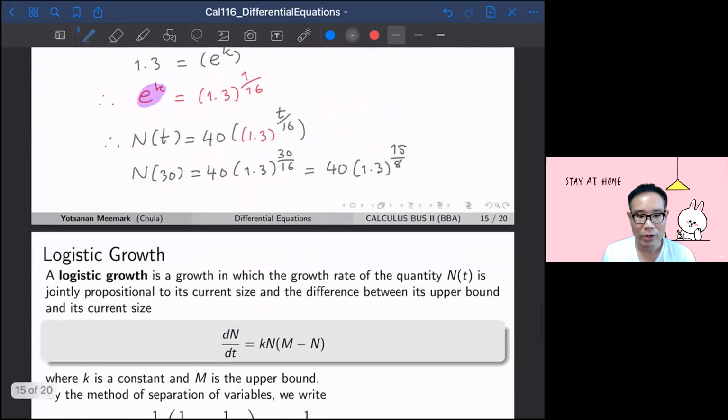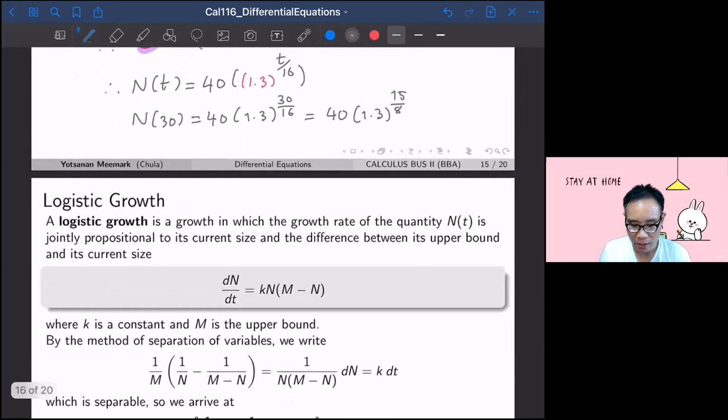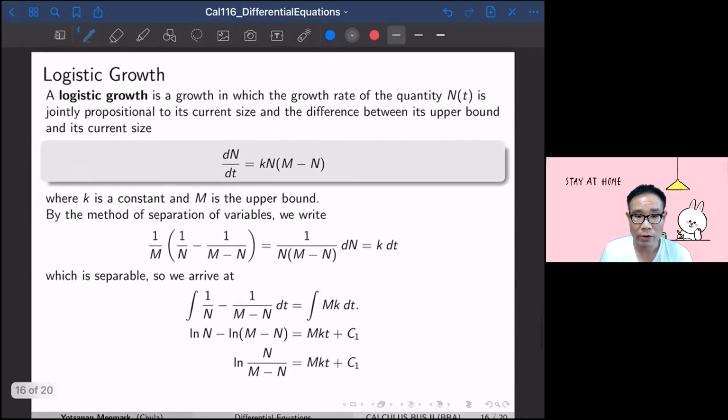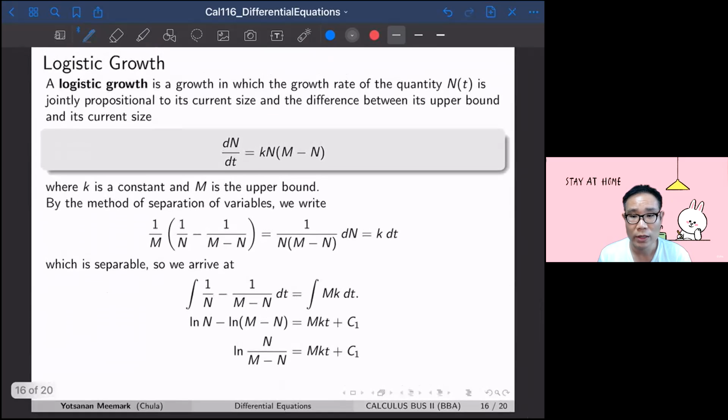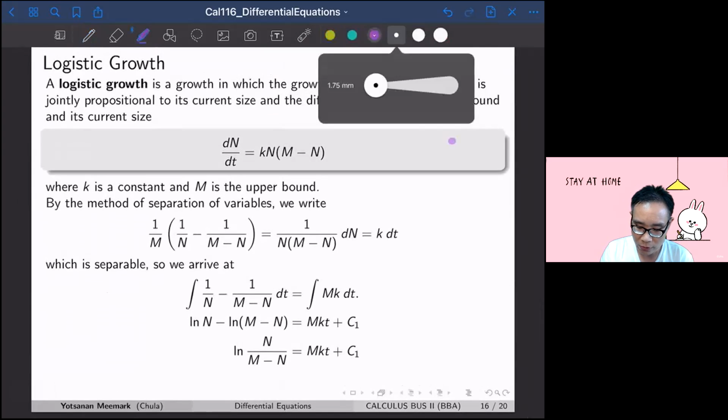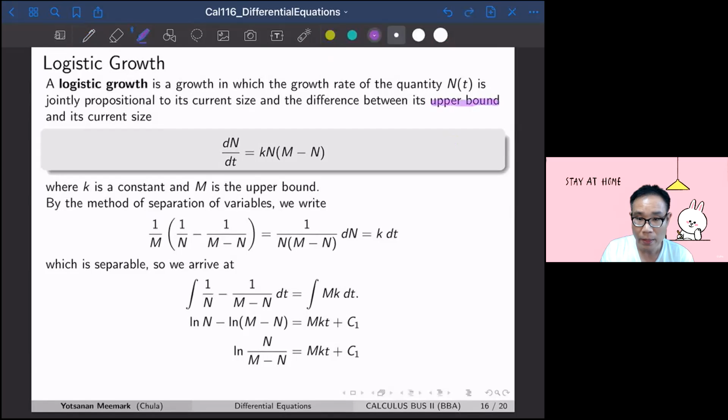The second one is going to be the logistic growth here. The logistic growth is the growth in which the growth rate of the quantity N(t) is jointly proportional to its current size and to the difference between its upper bound and its current size. So you see the keyword here: you're going to have some upper bound for logistic growth. So you have this proportionality between two quantities, which is N and the upper bound. For the upper bound, we're going to use M.